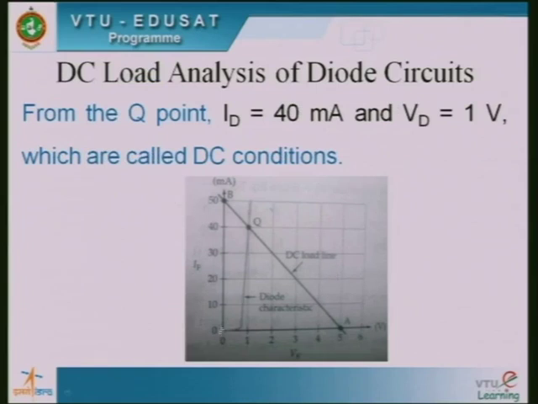Here you can see the VI characteristics of the diode, and this straight line is the DC load line, representing the DC load. The intersection of this DC load line and the VI characteristics of the diode provides one intersection point called the Q point, that is the quiescent point. Quiescent means silent, that is, in the absence of the AC signal, whatever DC condition exists is represented by the Q point.